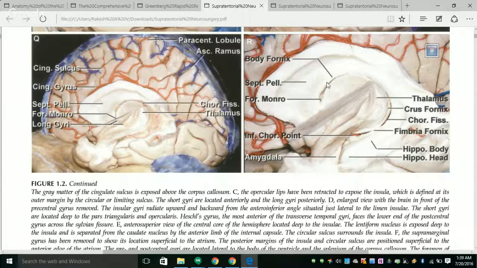The outer edge of the choroidal fissure is formed by the body of the fornix in the body of the ventricle, the crus of the fornix in the atrium, and the fimbria of the fornix in the temporal horn.